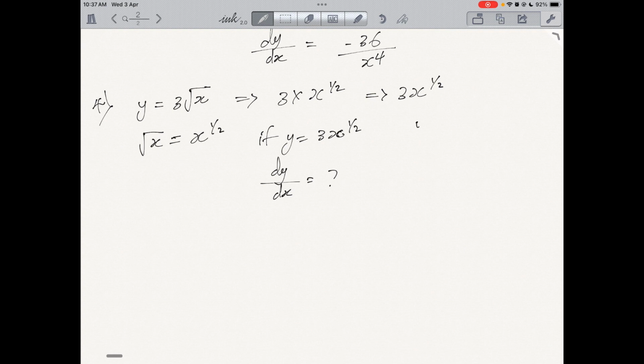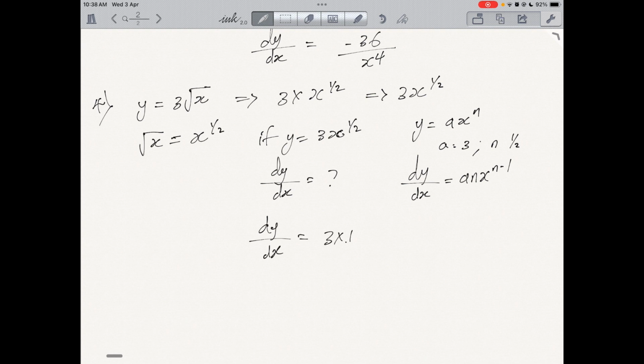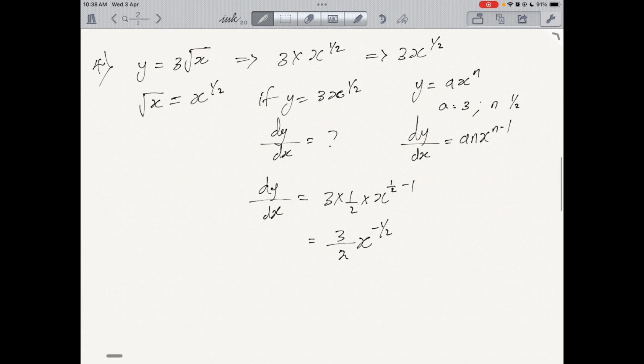Now, comparing it to y = ax^n, we have that our a is 3 and our n is 1 over 2. And in this format, our dy/dx is equal to an x^(n-1). Therefore, our dy/dx is a multiplied by n, that's 3 multiplied by 1 over 2, multiplied by x^(1/2 - 1). That will give us 3/2 x^(-1/2). You can leave your answer like this, or you convert back.